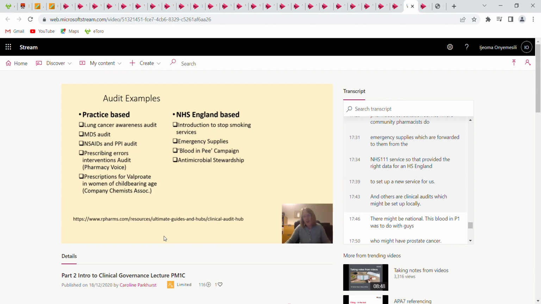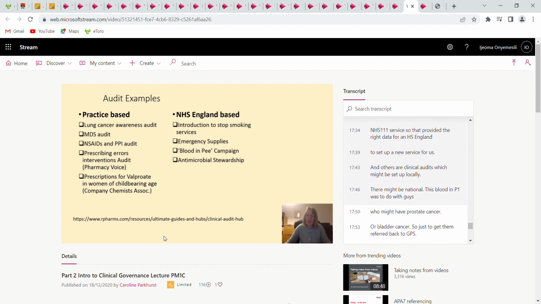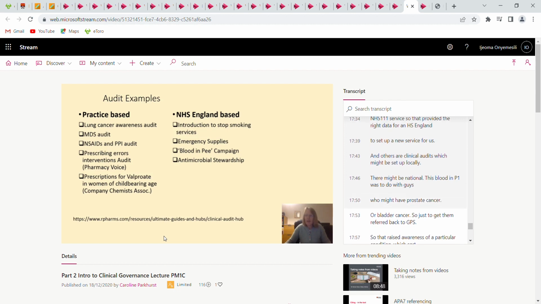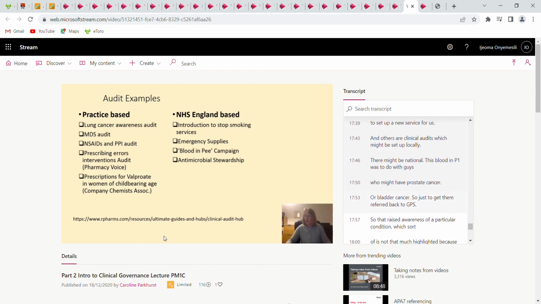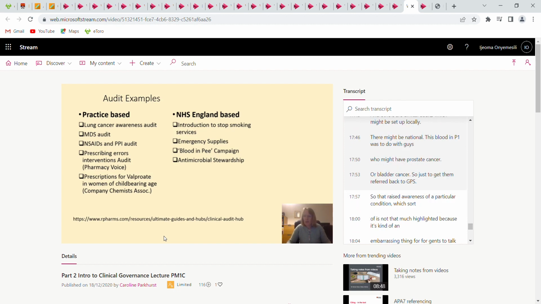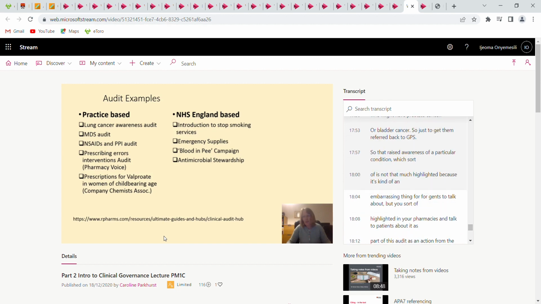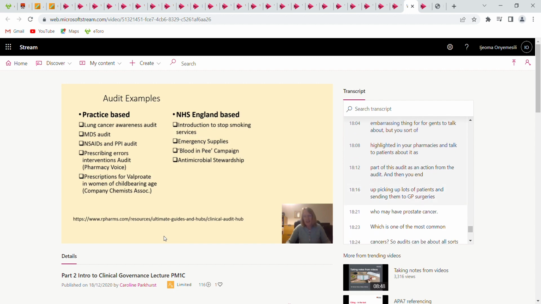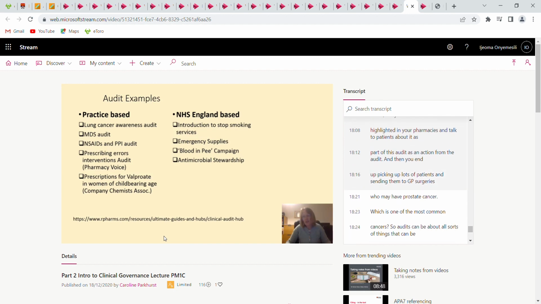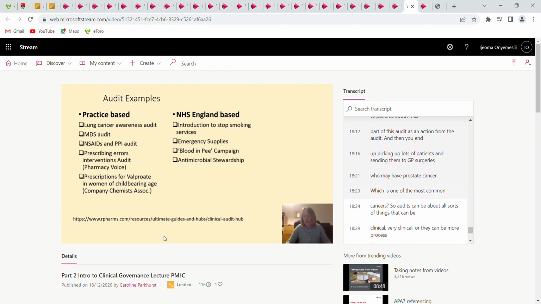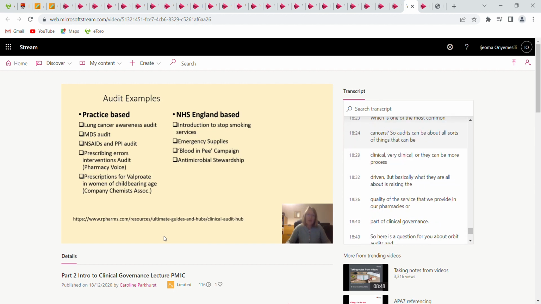And others are clinical audits, which might be set up locally, they might be national. This Blood in Pee one was to do with men who might have prostate cancer or bladder cancer, just to get them referred back to GPs. So that raised awareness of a particular condition which is not that much highlighted because it's an embarrassing thing for gents to talk about, but you highlight it in your pharmacies and talk to patients about it as part of this audit, as an action from the audit, and then you end up picking up lots of patients and sending them to GP surgeries who may have prostate cancer, which is one of the most common cancers. So audits can be about all sorts of things.